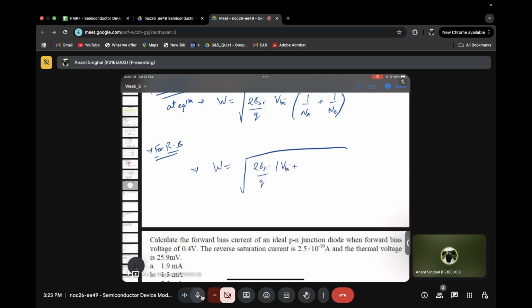So this will change to VBI plus VR, 1 by Na plus 1 by Nd.